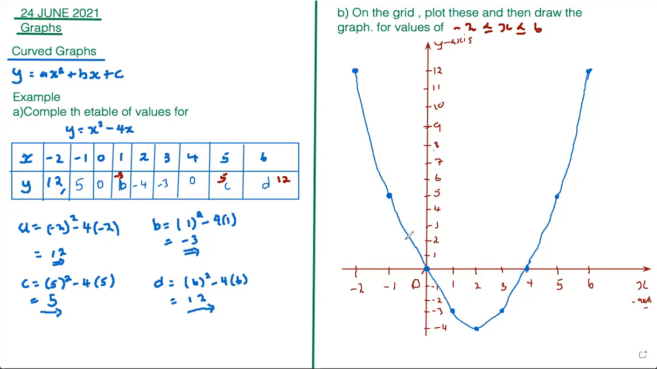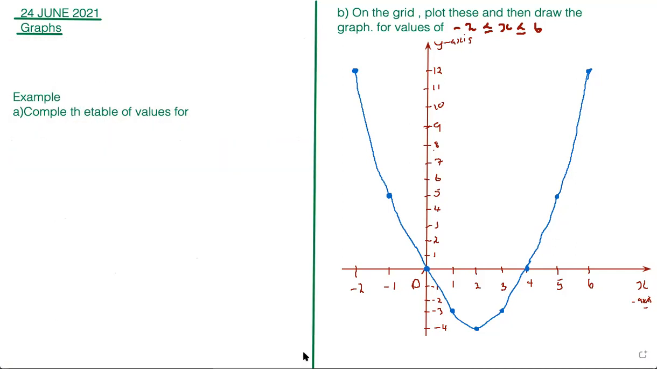Okay. So that is how you plot that graph. All clear? Is everything clear? Yes, sir. Okay. Yes, sir. All right, good.